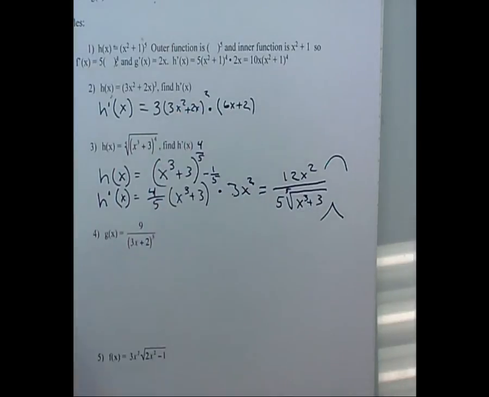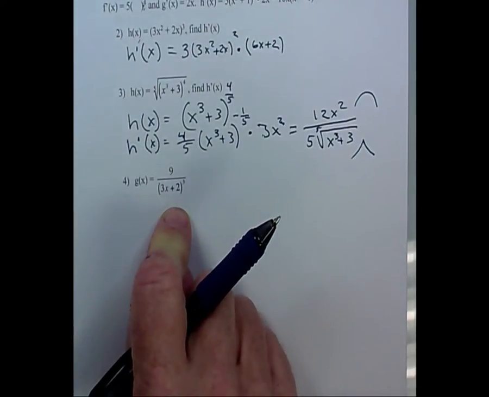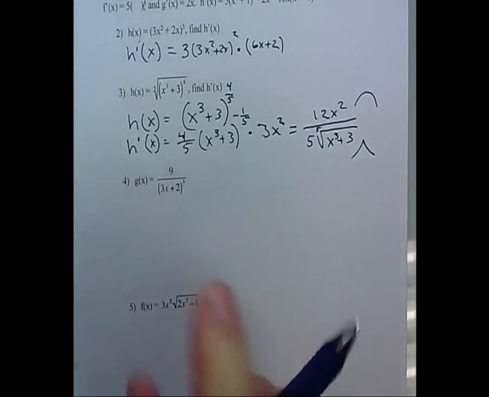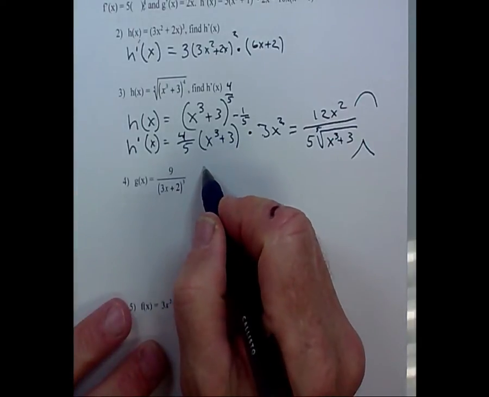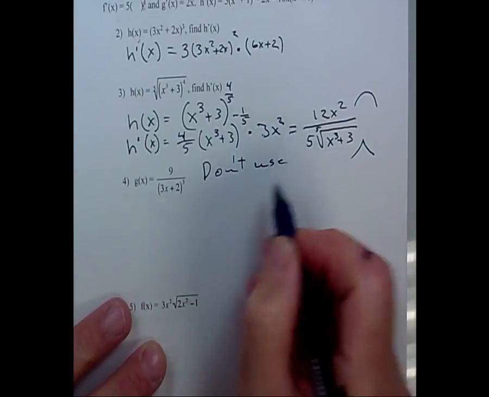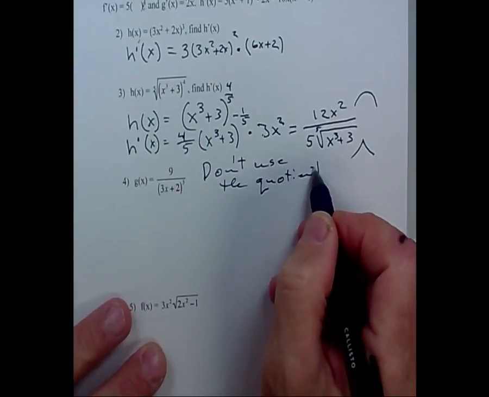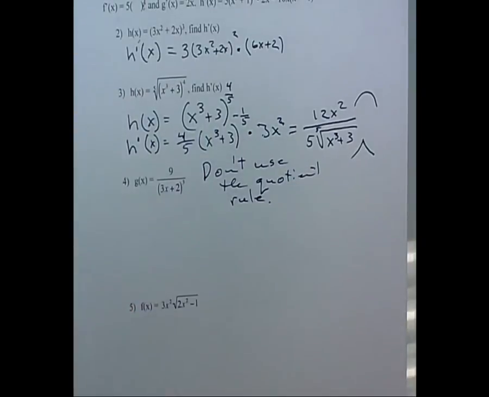But when I have negative exponents, they have to go to the bottom. Okay. Now, this looks like you want to do the quotient rule, correct? I would suggest don't use the quotient rule. You can, and you'll get the right answer. But here's the problem. It's more work.